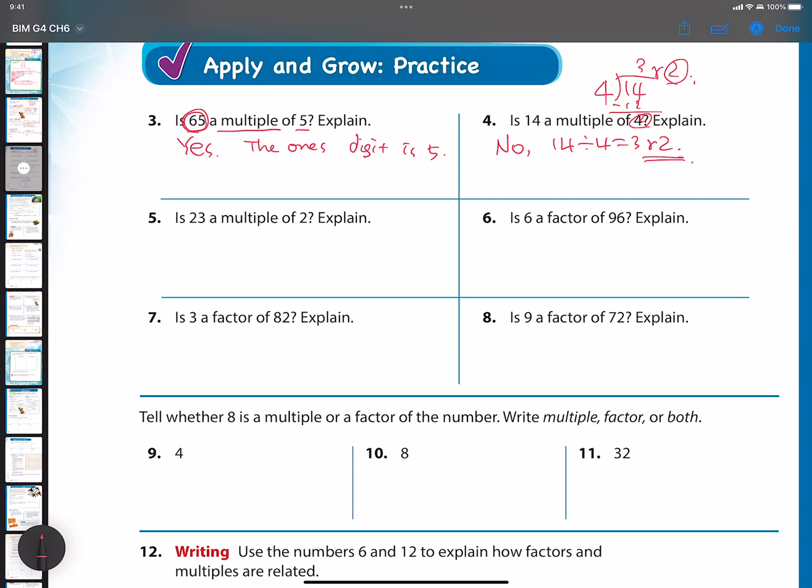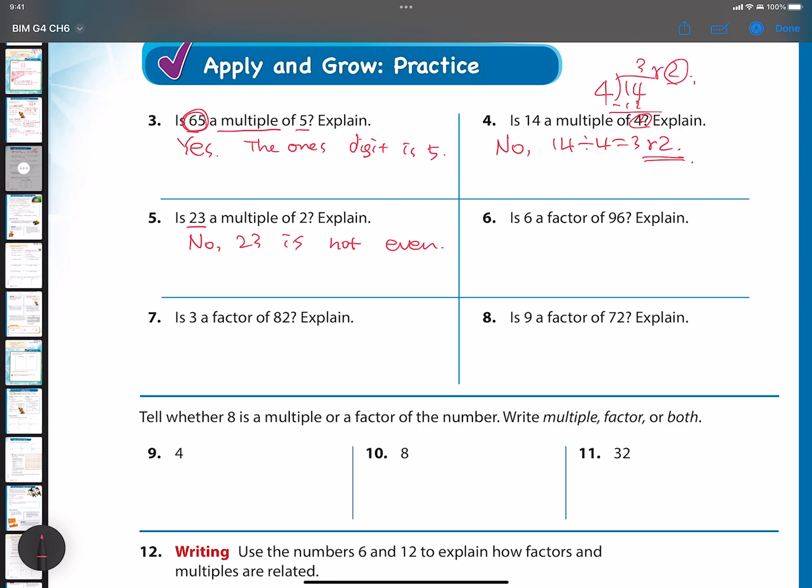Number 5, is 23 a multiple of 2? Heck no. Oh, I'm sorry, I cannot use that word. But to make it clear, why not? This 23 is not an even number, so the answer is no. We don't have to do anything else. 23 is not even.